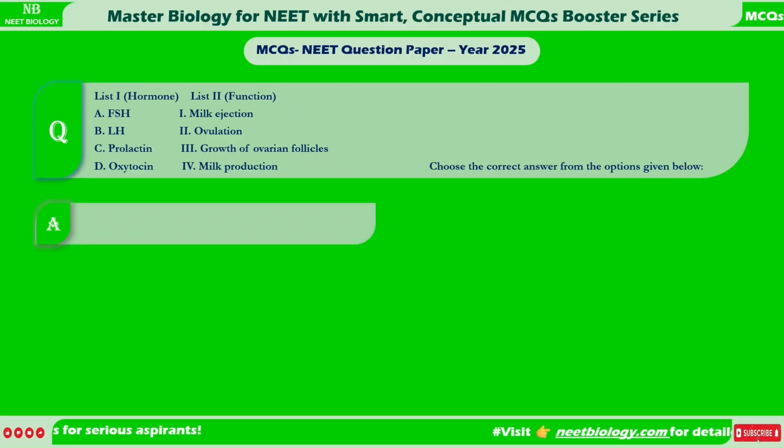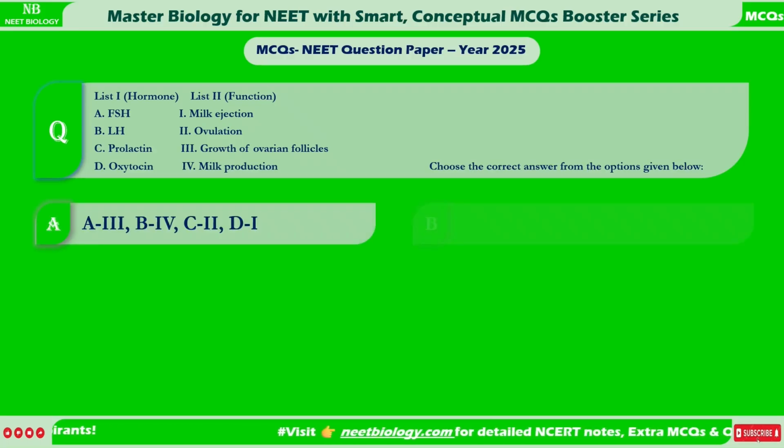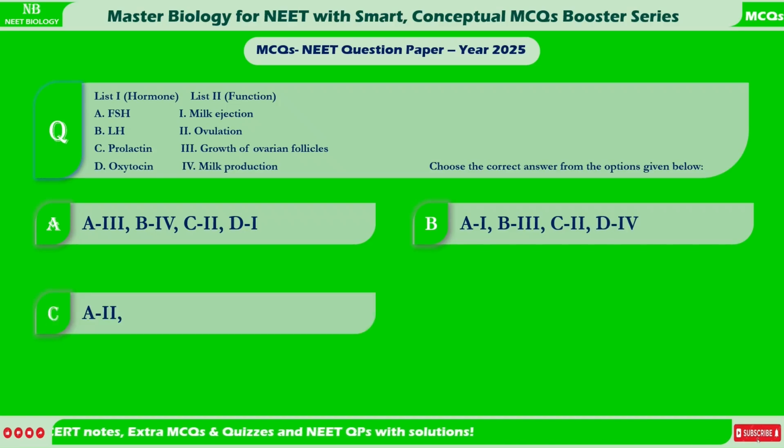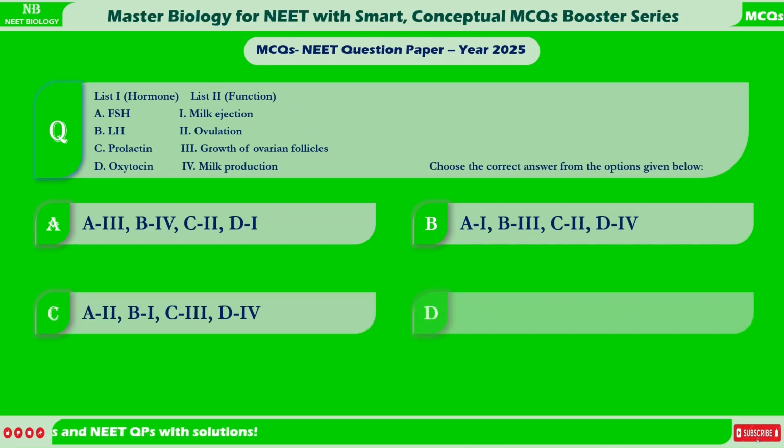A. A3, B4, C2, D1. B. A1, B3, C2, D4. C. A2, B1, C3, D4. D. A2, B3, C1, D4.